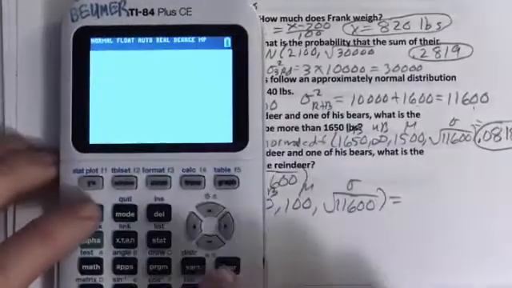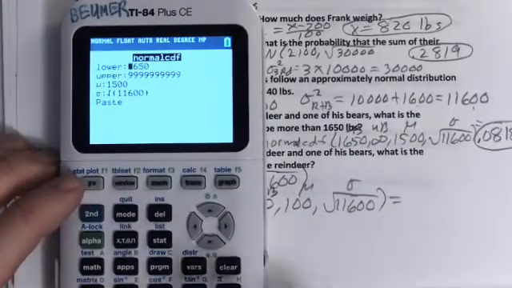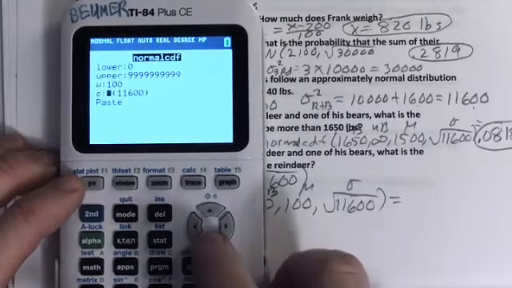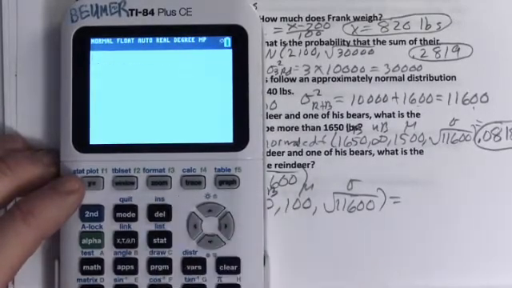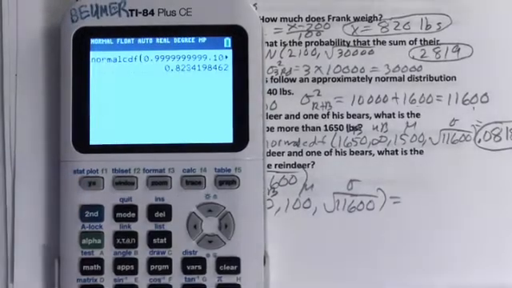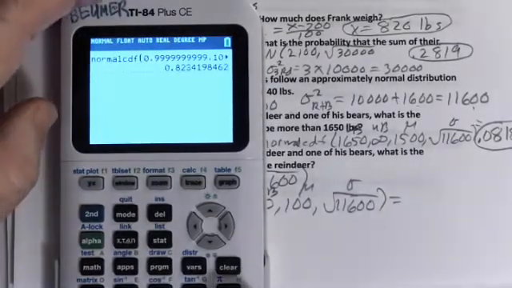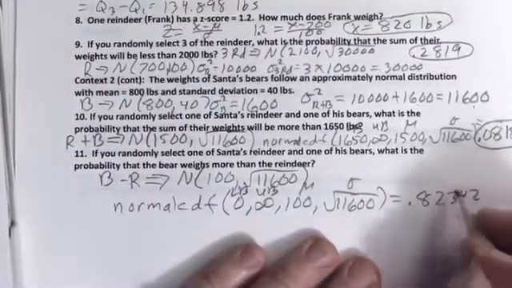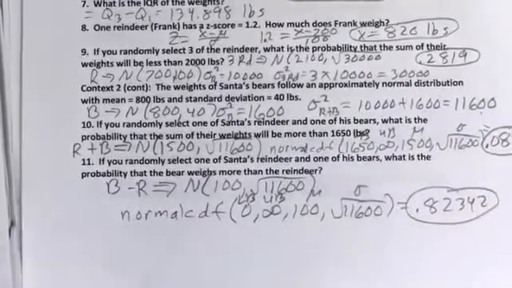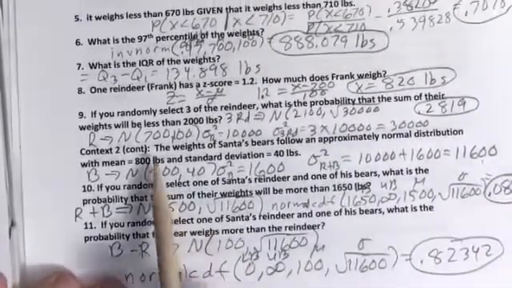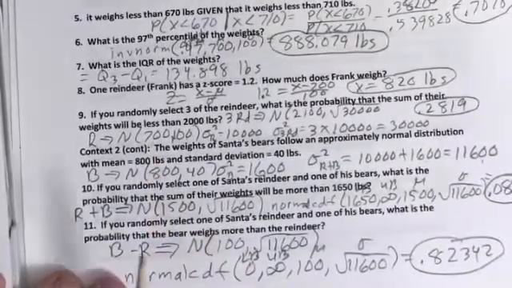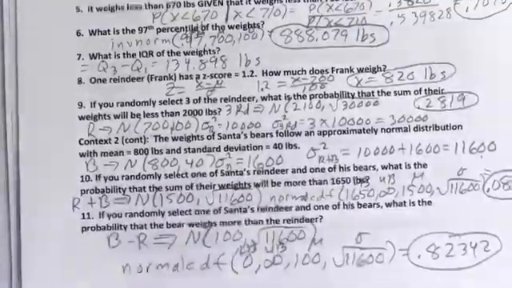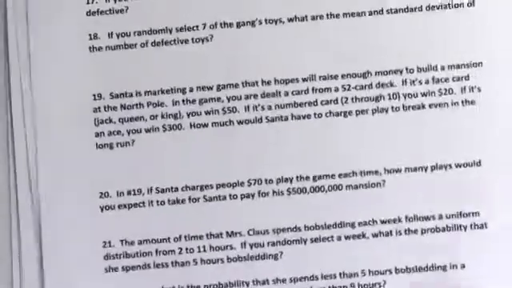And so that's going to be normal CDF from 0 to infinity. Our mean is 100. Our standard deviation is still that. And so we would get 0.8234 approximately, 0.82342. So it happens more than half the time, and you'd expect that because the bears in general weigh more than the reindeer on average. But so it happens about 82% of the time. So that's that. On to page 2.